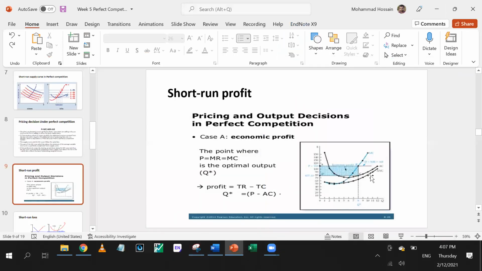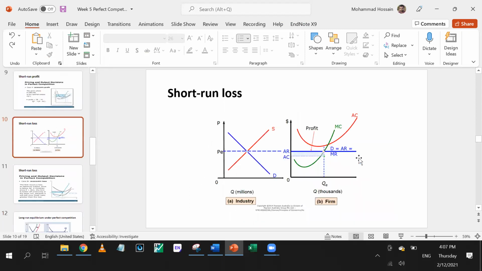So now if I want to show you a loss, I will have to show you that our average cost is above our marginal revenue. Then only you can show a loss. I think they did it. Yeah, here you go. Look at the green line, that's the marginal cost curve. And look at the average cost curve. And look at marginal revenue.